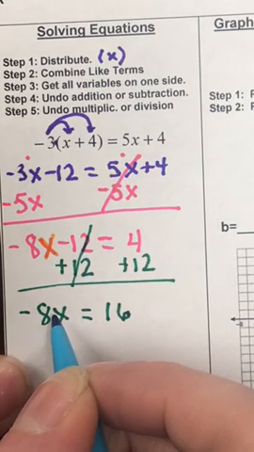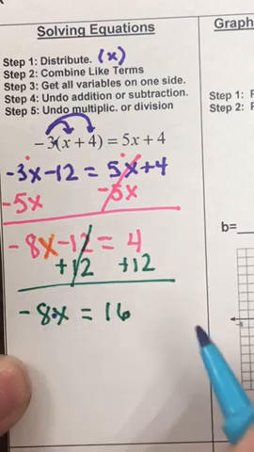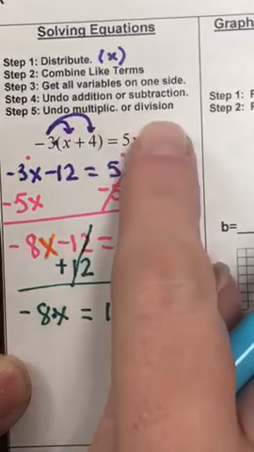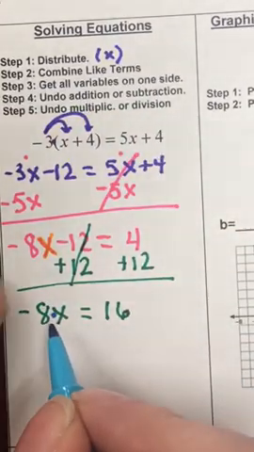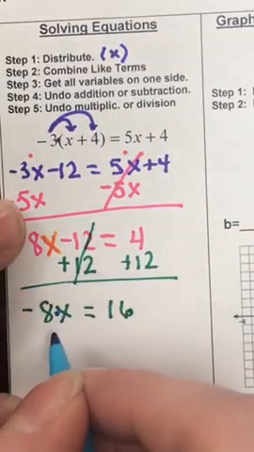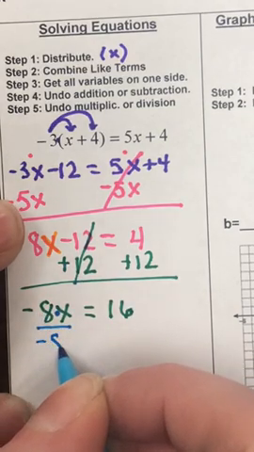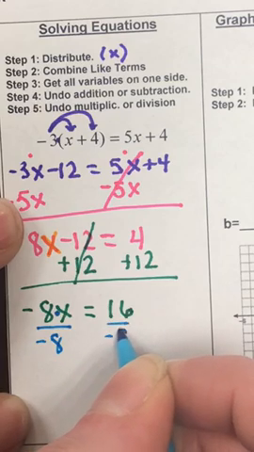Well, if you don't see a symbol in between, it's understood to be multiplication. And that's what step 5 says to do, is to undo multiplication or division. In this case, we have multiplication. So to undo that multiplication, the opposite of multiplying is to divide. So I divide by -8. If I do it to one side, I come over here and do it to the other.